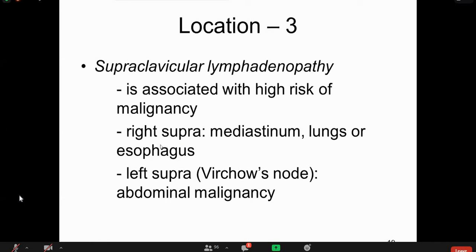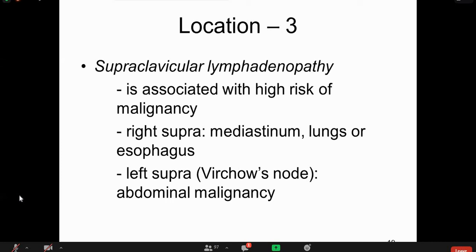Please remember, on the right side, it points towards different pathologies. On the left side, it points towards a different pathology. On the right side, it is the draining lymph node of mediastinum, lungs, and esophagus. But on the left side, I was talking about the Virchow node and nobody answered. So it indicates the presence of an abdominal malignancy.